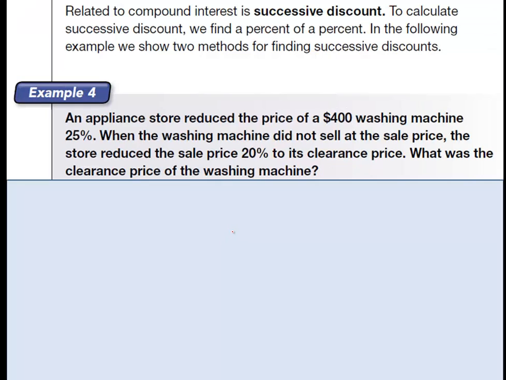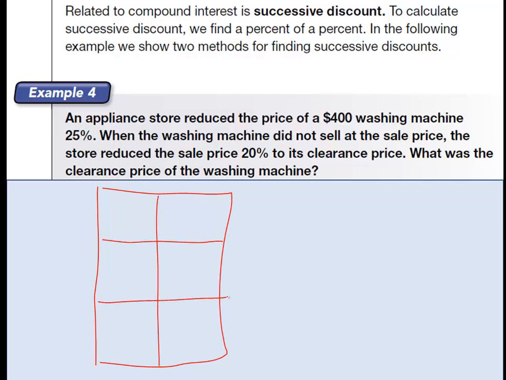All right, so now let's talk about cumulative discounts or successive discounts. These are a little bit tricky because it's a two-step process. So let's go ahead and look at this. It says an appliance store reduces the price of a $400 washing machine 25%. As soon as you see a problem like that, I hope you automatically start drawing your boxes: the original price, the plus or minus, and then the new price.